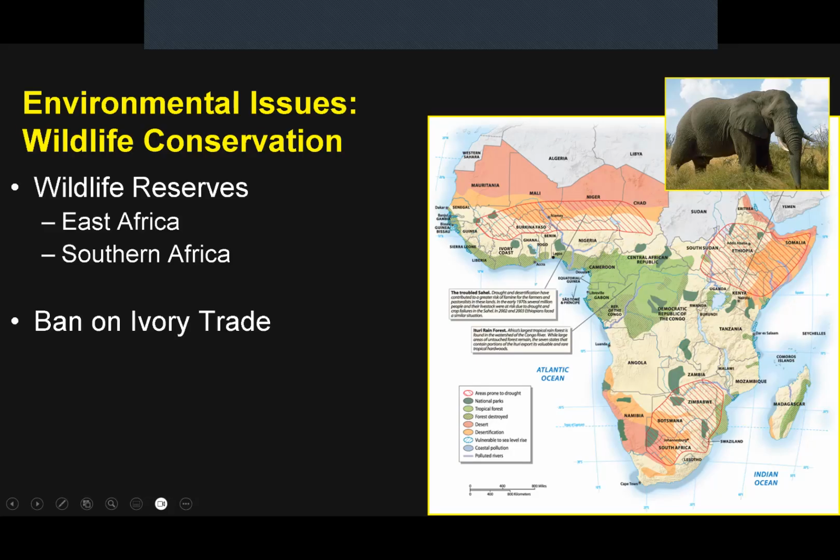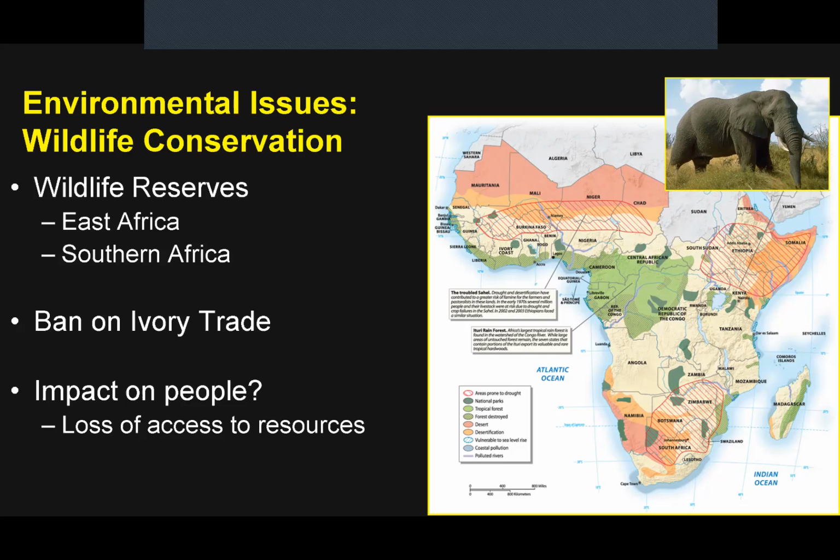Other concerns include wildlife conservation. Obviously, much of Sub-Saharan Africa has many, many species, from gorillas, elephants, rhinos, tigers, you name it. There's giraffes. There's quite a bit of those. And so in East Africa and South Africa, there's a lot of wildlife reserves to try to protect them, as well as the tourist destinations for people going on safari. Another key thing to try to protect elephants is the ban on the ivory trade. There's a lot of poaching of elephants, and they're endangered because people want their ivory.